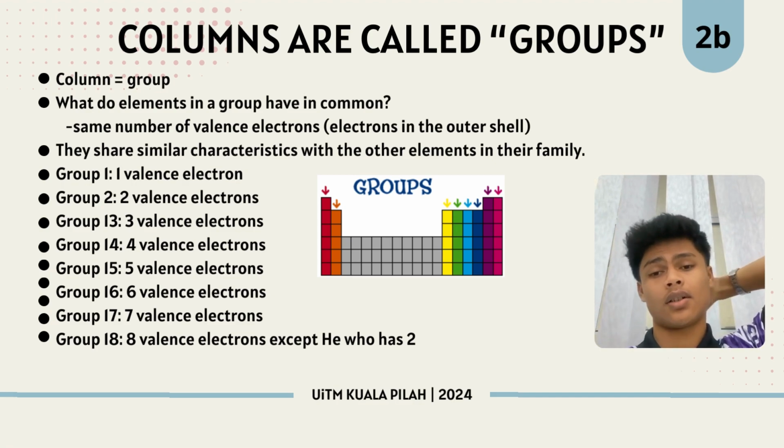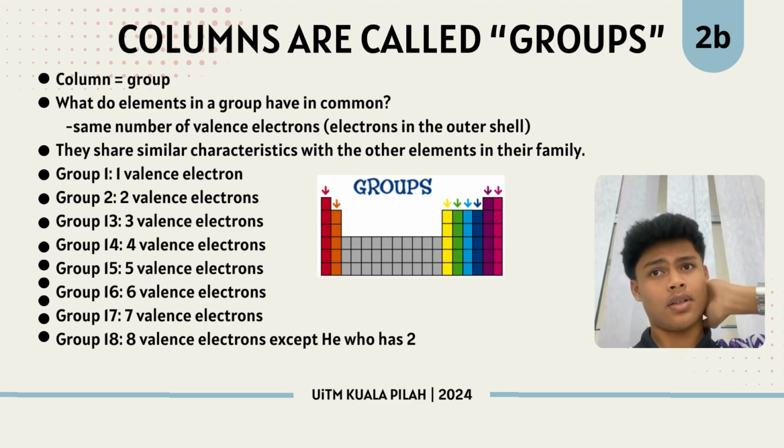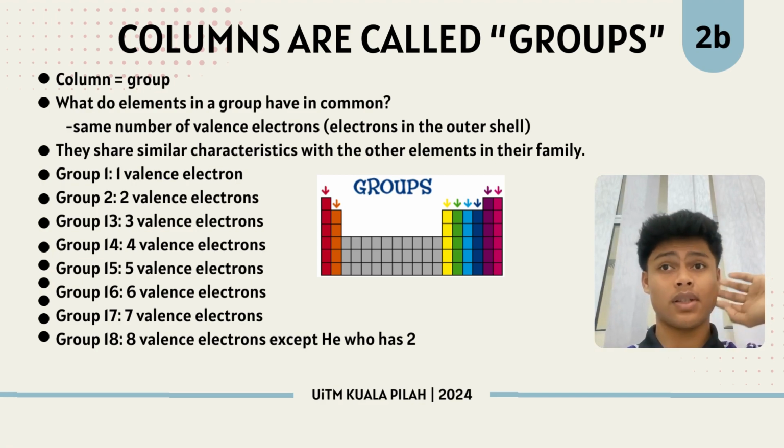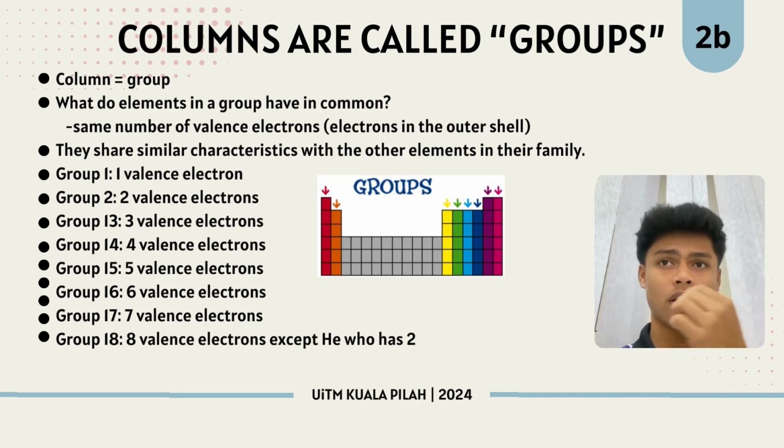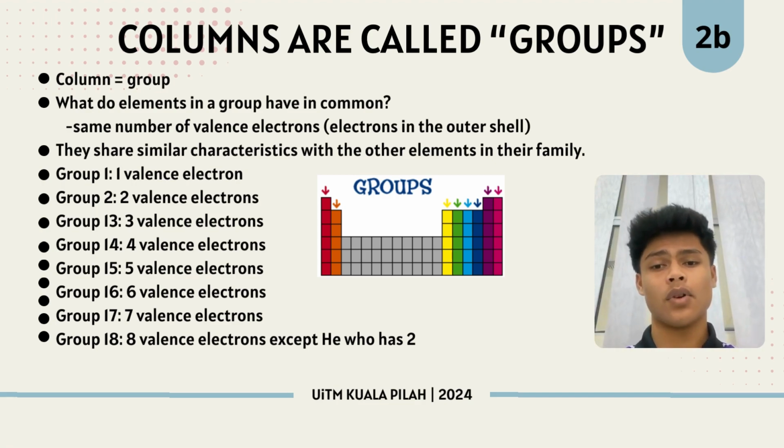Columns are called groups. What do elements in a group have in common? They have the same number of valence electrons. So elements that stay in the same group have the same number of valence electrons.